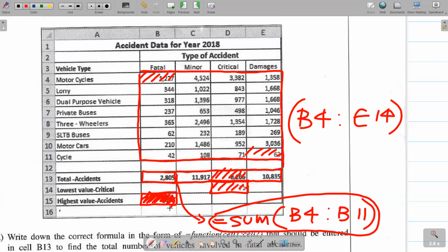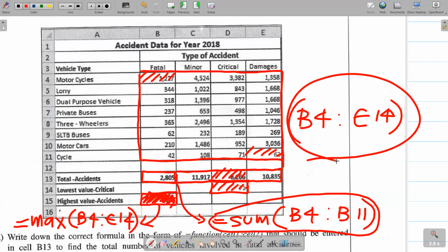If you think about the function, they haven't asked about the function. It's going to be equal max within brackets B4 colon E14. Right? But this is the one that they have asked. Yeah, Udam, my bad. It's 11. I'm sorry, not E14, it's 11. Thank you very much, Udam.